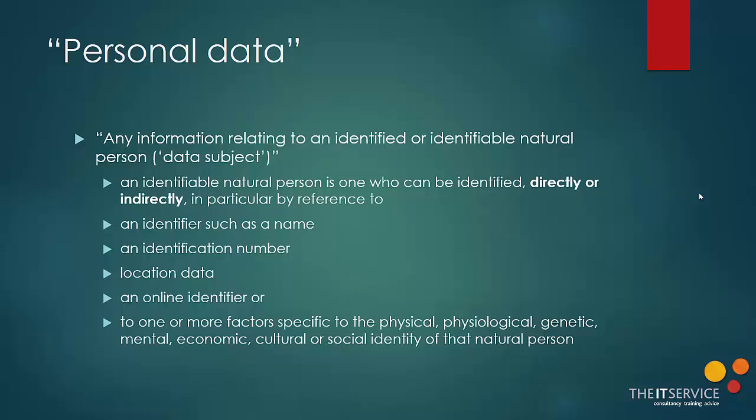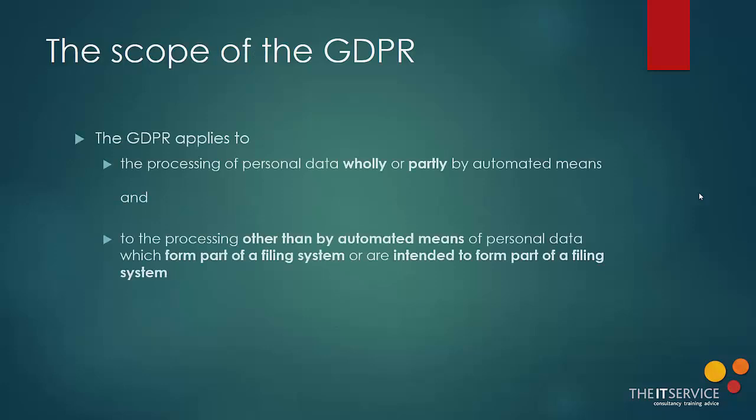It's worth taking a moment here to identify the scope of the GDPR. Article 2 of the GDPR says that in the scope is any processing which happens wholly or partly by automated means. So that's your Excel files, your databases, online systems and such like. And also to any processing other than by automated means of personal data which form part of a filing system or is intended to form part of a filing system. So that takes in not only the filing cabinet in the corner of your office, but also the stack of paperwork on your desk that you intend to file one day.